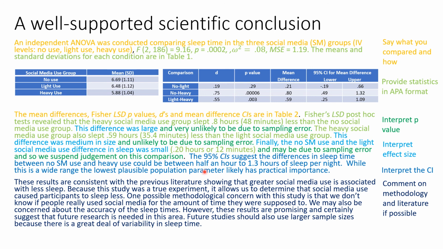Next, I want to talk about the confidence intervals. The 95% confidence intervals suggest the differences in sleep time between no social media use and heavy social media use could be between half an hour to 1.3 hours of sleep per night. While this is a wide range, the lowest plausible population parameter likely has practical importance. If you think about it, a half hour more or less sleep a night, for most of us, that could make a very large impact on our lives.